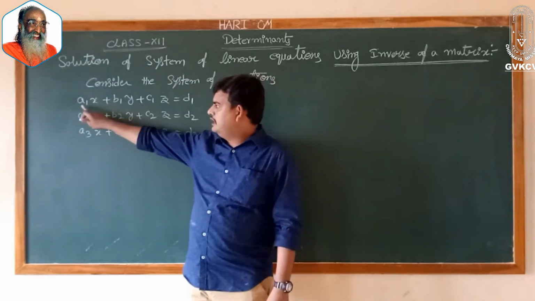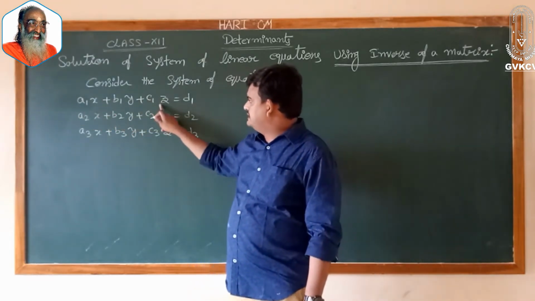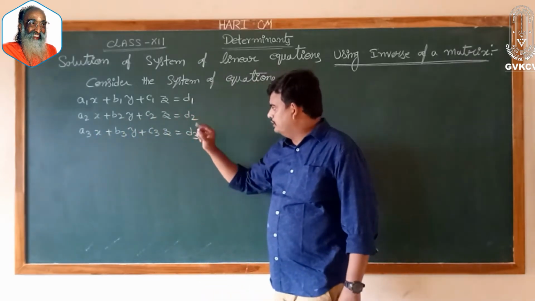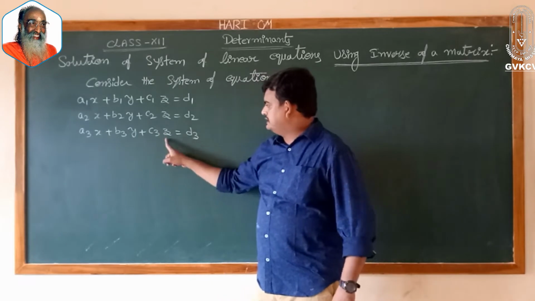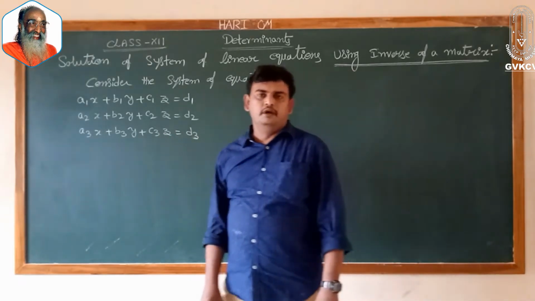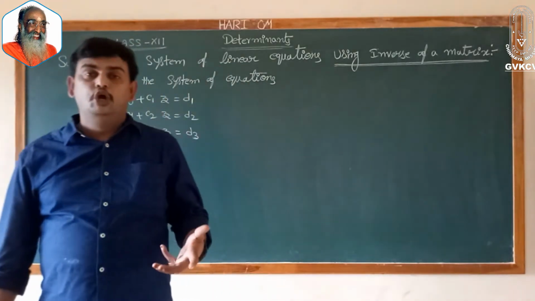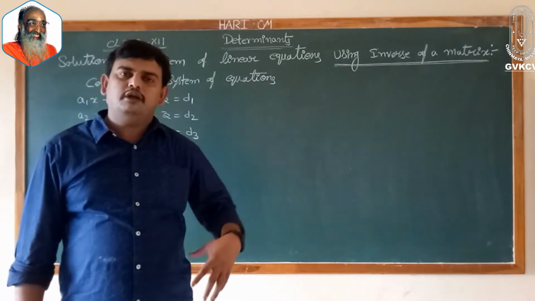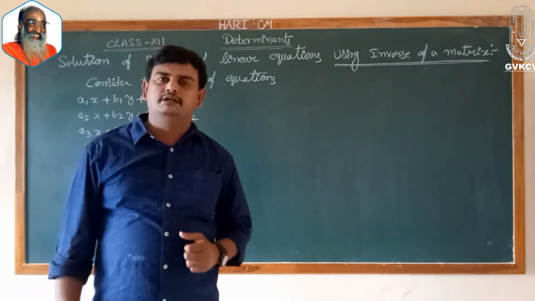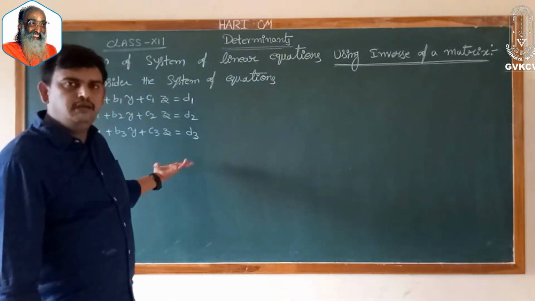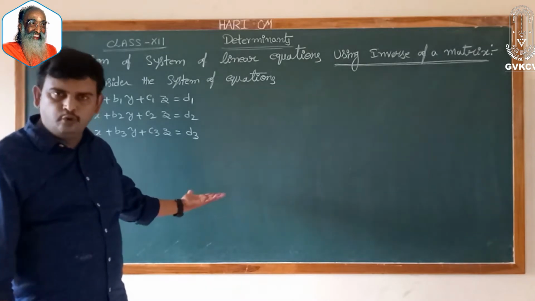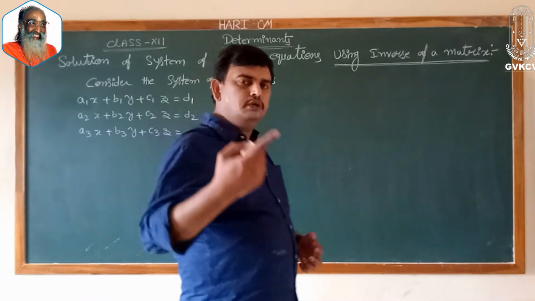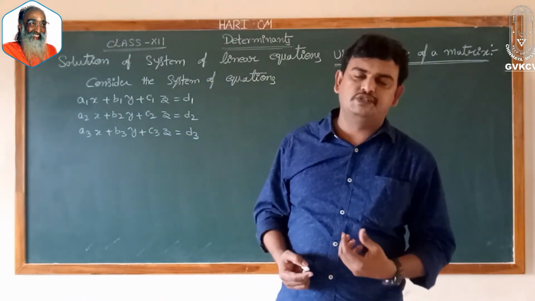So the first equation we have a1x plus b1y plus c1z is equal to d1, a2x plus b2y plus c2z is equal to d2, a3x plus b3y plus c3z is equal to d3. Now, what is our concept? Using inverse. Inverse means again we need to go for matrices and determinant. Do you find any matrix here? No. So first the given system of linear equations we should convert into matrix form.